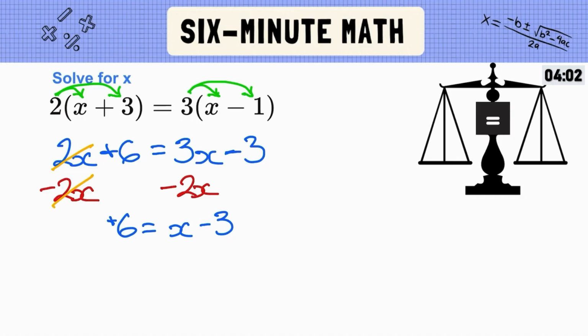At this point, I need to get rid of this negative 3. So I'm going to add 3 and maintain equality by adding it to both sides. 6 plus 3 is 9, and that is going to be equal to x, because my negative 3 and positive 3 cancel each other off, making my final answer x equals 9.